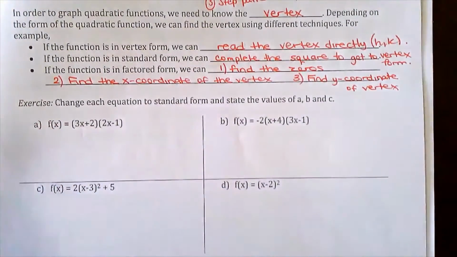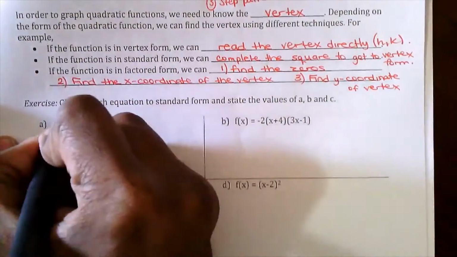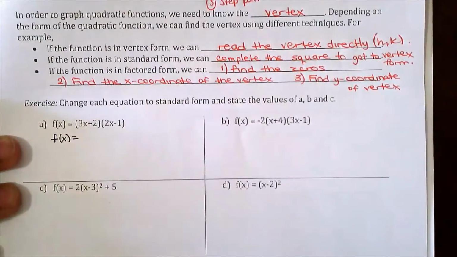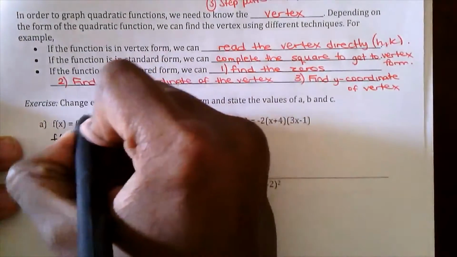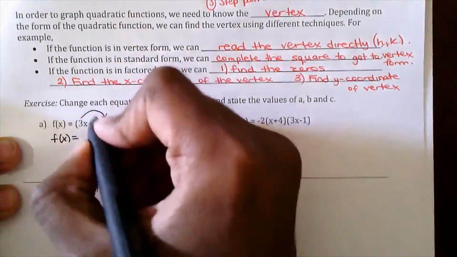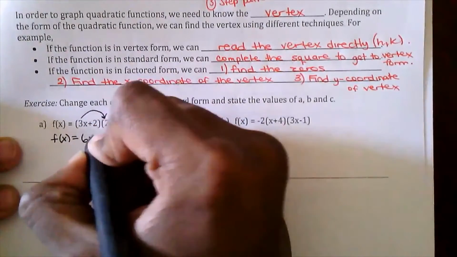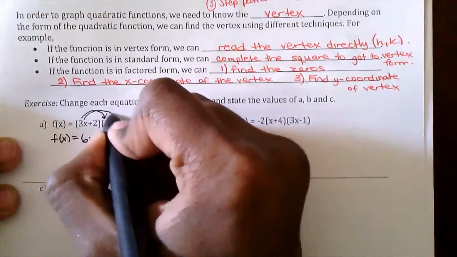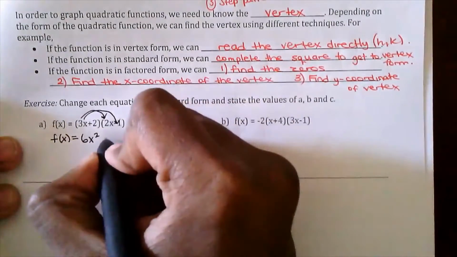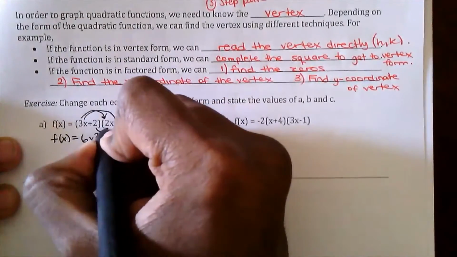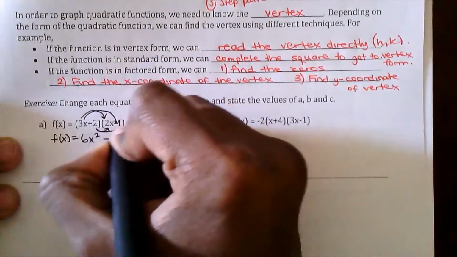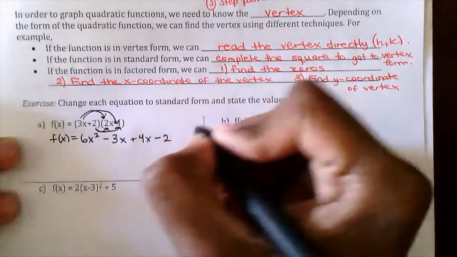So if we take a look at this example, we have f of x is equal to 3x plus 2 all times 2x minus 1. So here we have things being multiplied. We know we have to use FOIL. So 3x times 2x, we have 3 times 2, which is 6, and x times x, which is x squared. 3x times minus 1, so that's negative 3x. 2 times positive 2x, so that's 4x, and 2 times negative 1, which is negative 2.